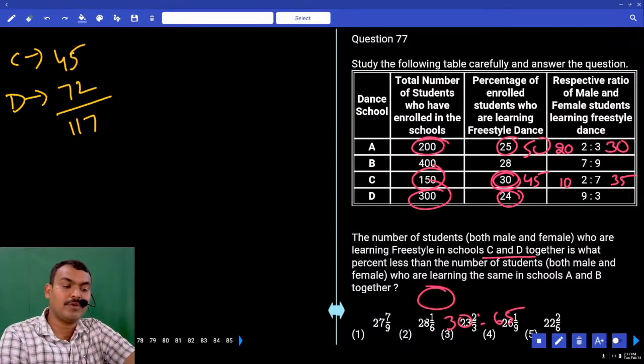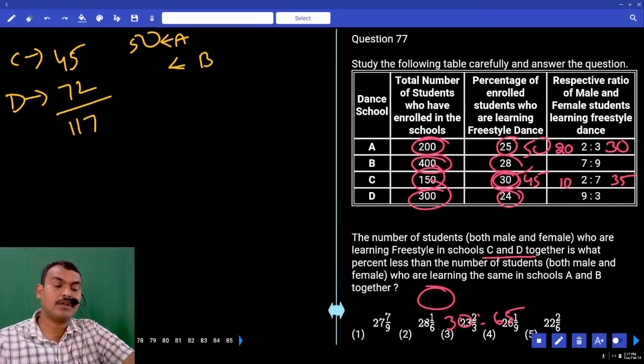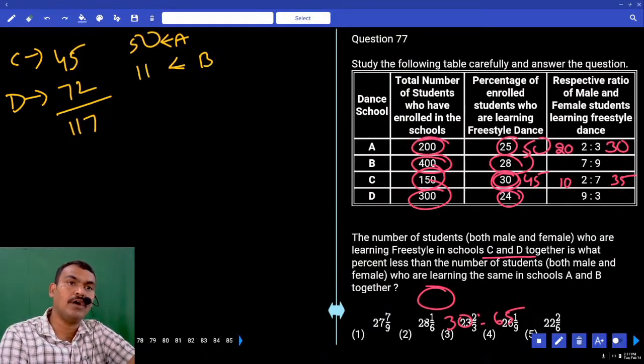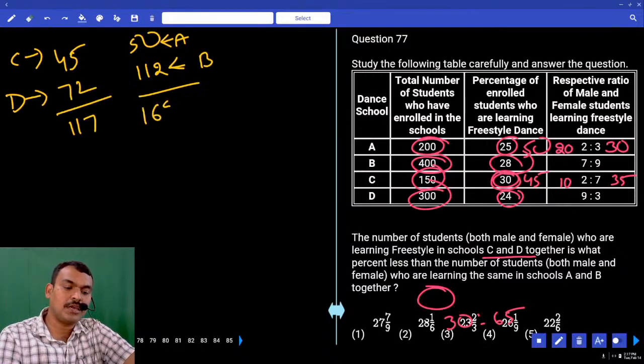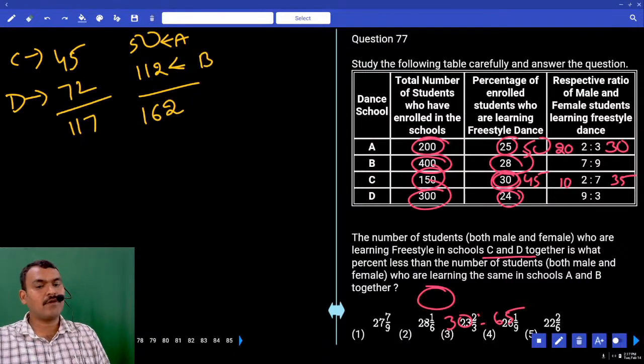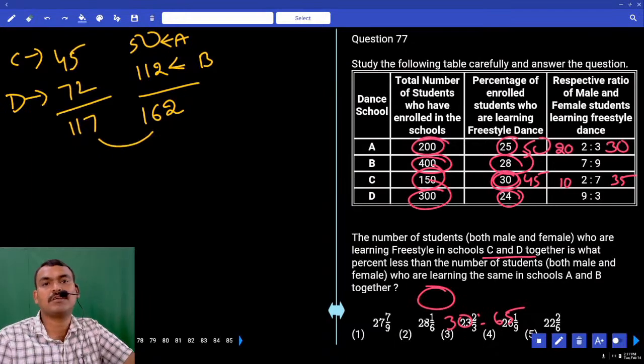In A, how many members are learning freestyle? 50 members. In B, learning is 28% of 400. What is 28% of 400? 112. 50 plus 112 is 162, right? But we are required to find percentage less or value less? Percentage less. What is the difference between 117 and 162?